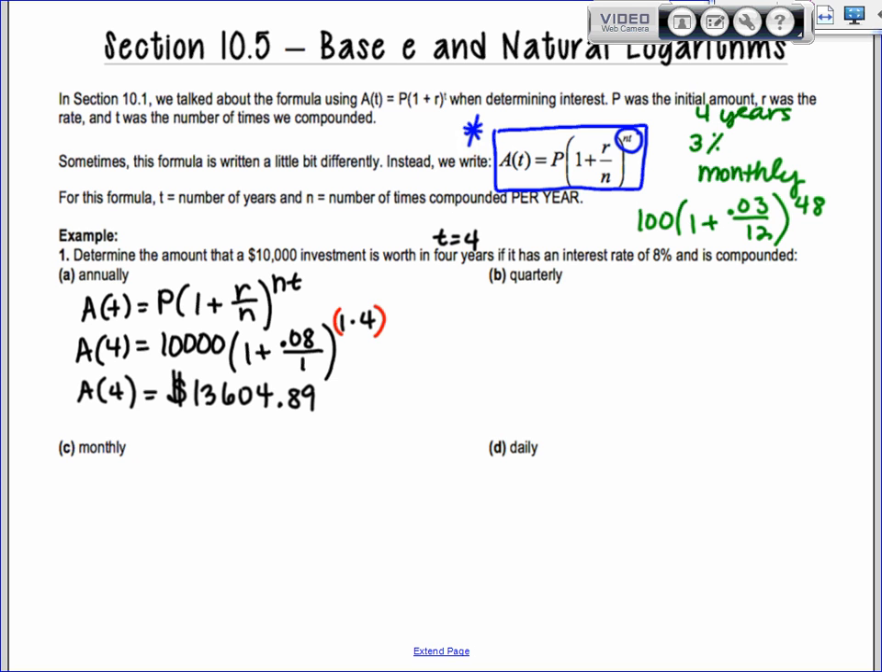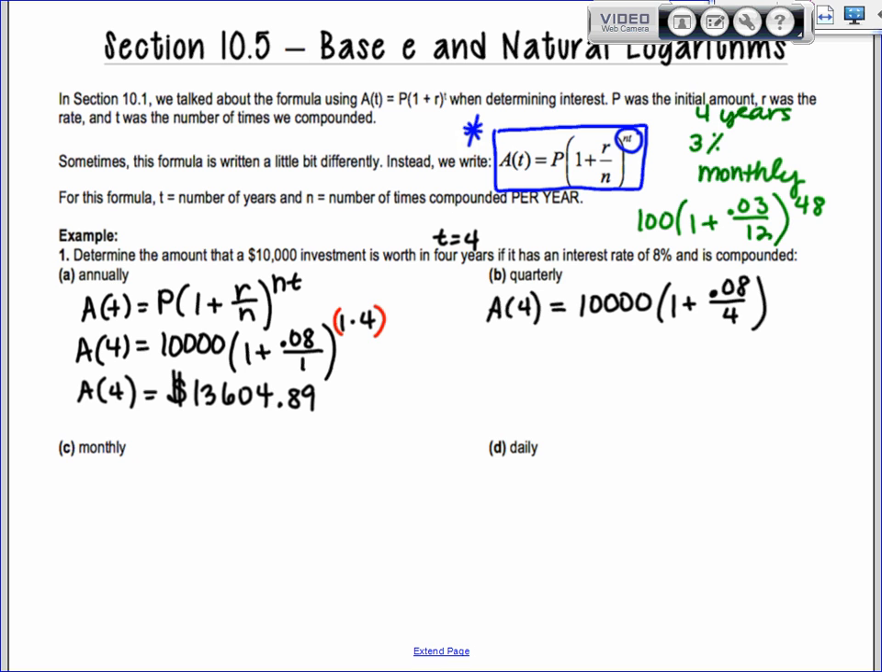This is very precise. So quarterly, if I do A of t equals P, so let me plug in t. t was 4 still. The amount after 4 years equals P, which was 10,000, times (1 plus r, which is 0.08, divided by n). What's my n now? What do you think if you hear quarterly? What would you guess? No. 4.